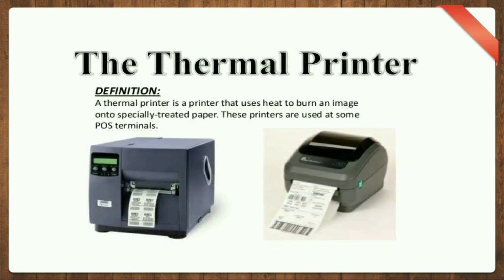Then the thermal printer. A thermal printer is a printer that uses heat to burn an image onto specially treated paper. These printers are used at some POS terminals, like in shopping malls. You have seen they are giving us a bill, and that bill is what? From a small machine they are taking out a bill. That is what? A thermal printer. Even at petrol pumps you have seen, even our electricity bill, even the ATM machine that gives us the receipt, that is all what? A thermal printer, and that receipt we are taking on a special paper. That paper is used especially for the thermal printer.